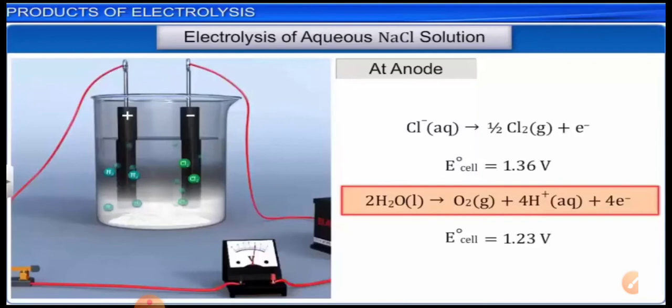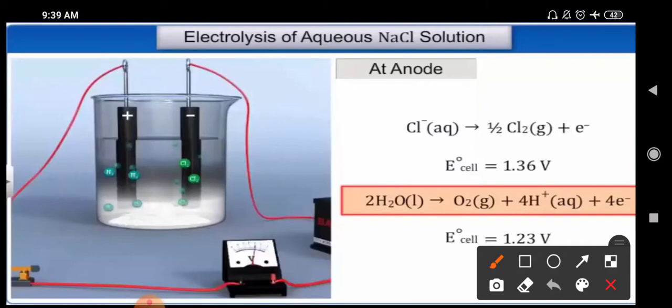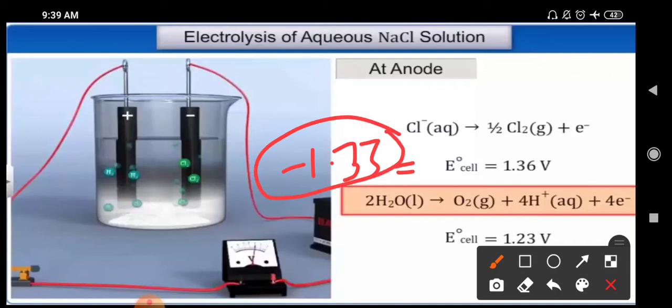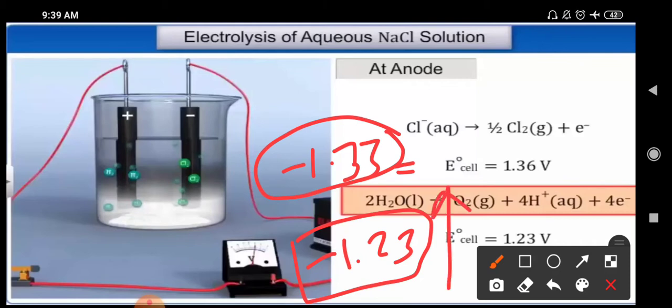Is that clear? We are changing the sign of the E0 cell of chlorine gas as well as oxygen gas. Now the data will change from 1.36 to minus 1.36, and it is an electrode potential. More specifically, it is an oxidation electrode potential. While in the case of the second reaction, it will become minus 1.23. Obviously, we have a negative sign. Now, we have two values, and which one is the larger or higher one? You may clearly see that the 1.23 is the higher one.